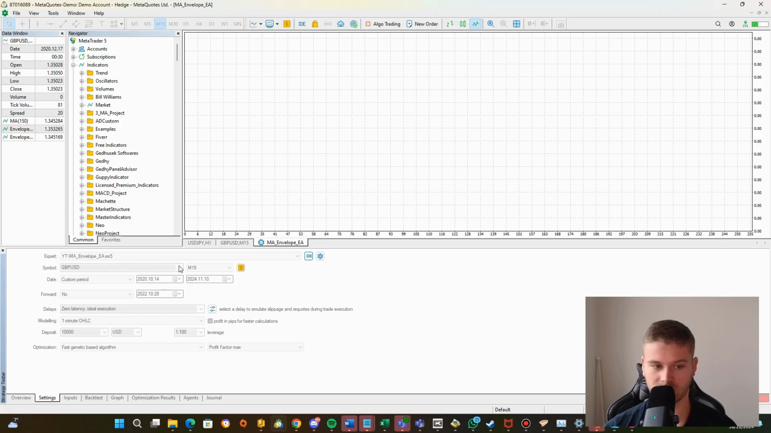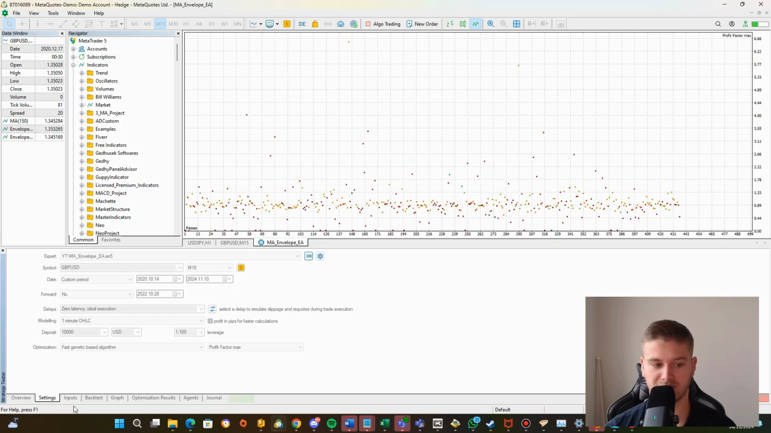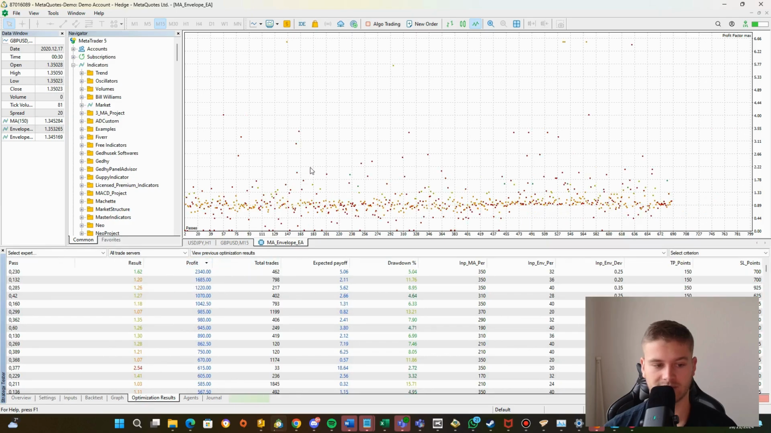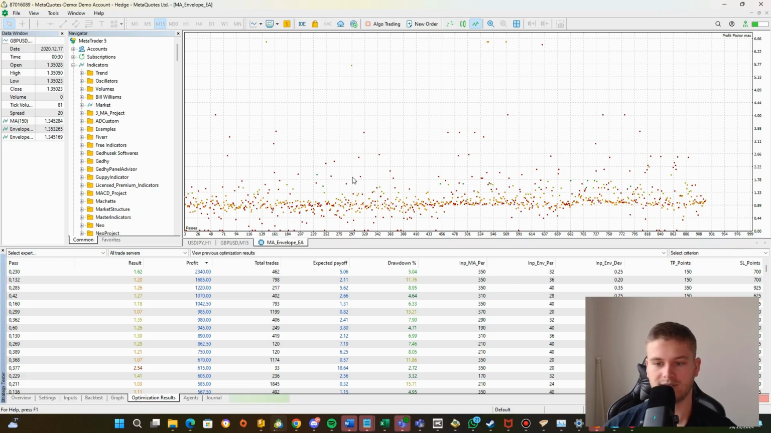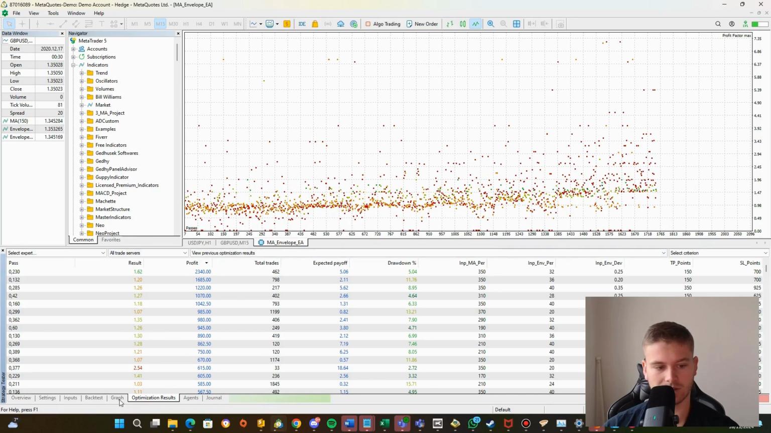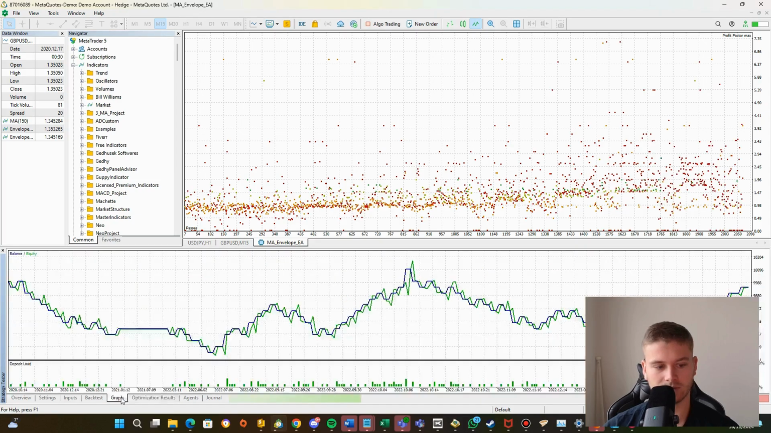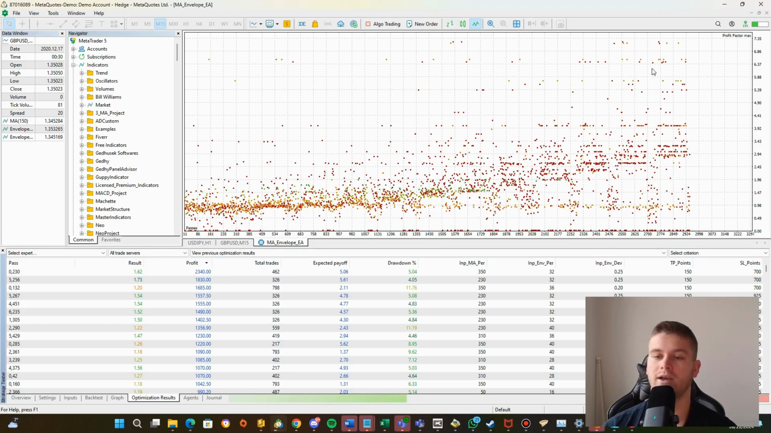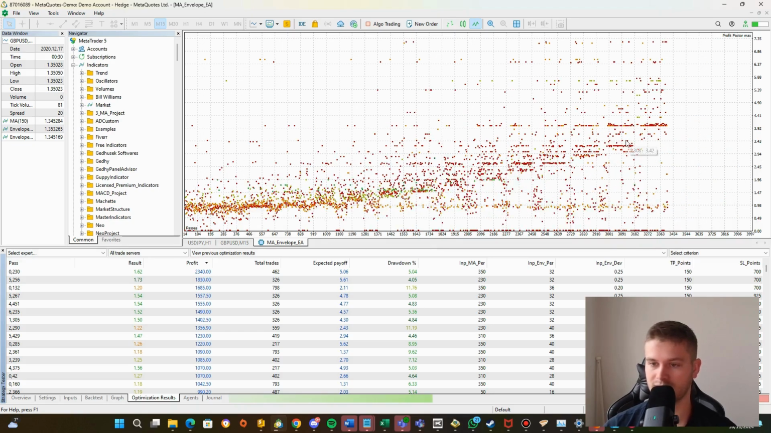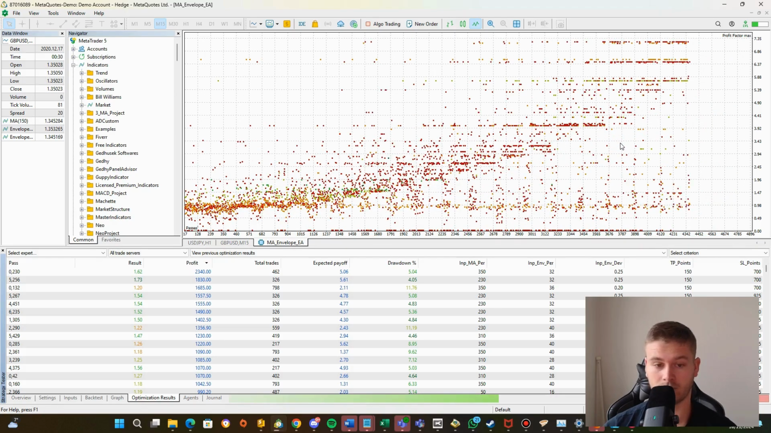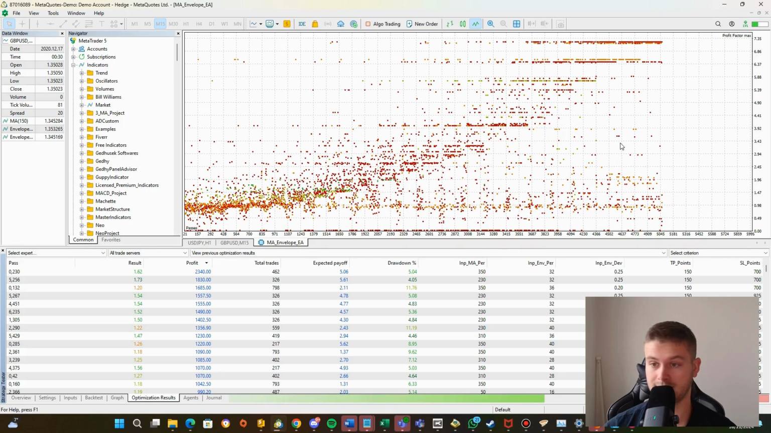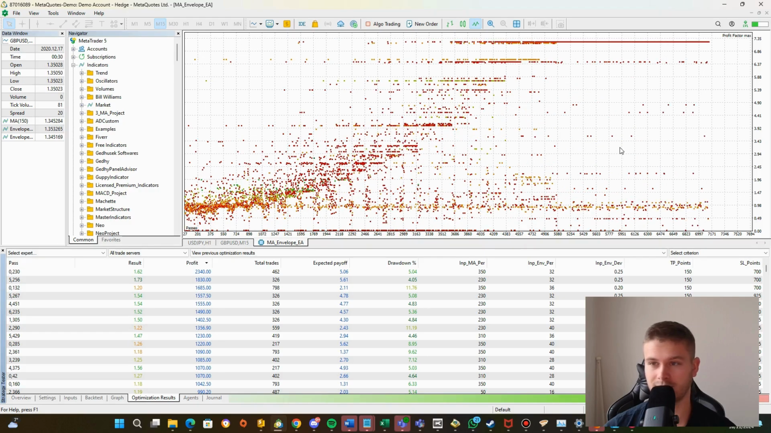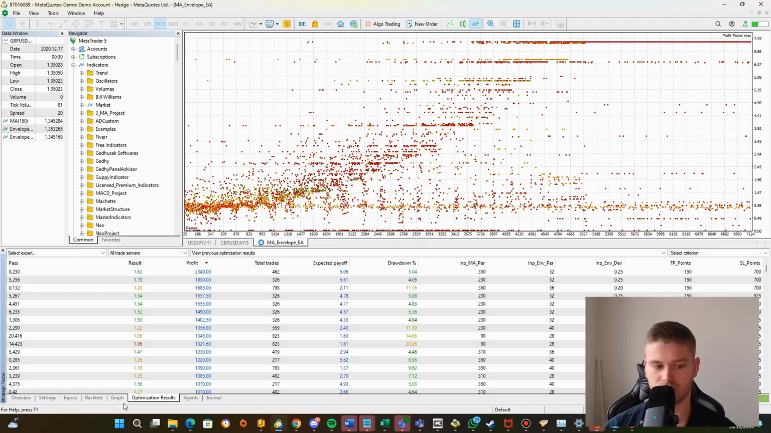And we are optimizing on GBP USD over the last 4 years, 15-minute time frame. So let's check the optimization results. Okay, this is not bad. This is not bad at all. Well, this is very good. To be honest, I didn't expect this. On this plot right here, which shows you the optimization results, there's a lot of red color, which means that it's not good. But there are some combinations of the settings that seem to work pretty nice.